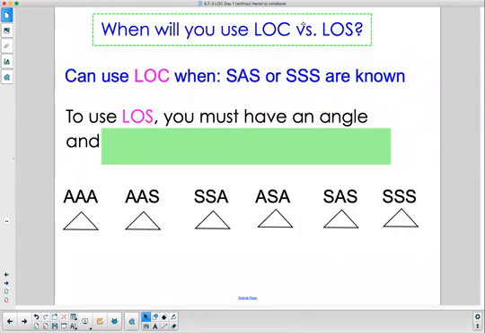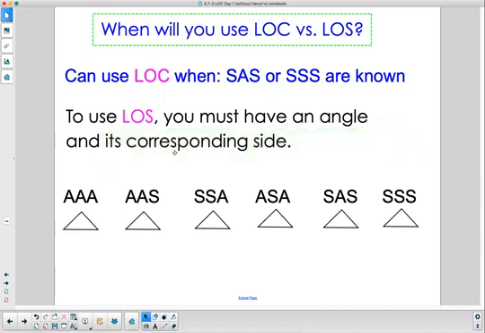Okay, so when can you use law of cosines, and when can you use law of sines? You can use law of cosines when you've been given side, angle, side, or side, side, side. To use law of sines, you must have an angle and the side that's opposite that angle, its corresponding side. So let's have a look at these little pictures. If you've been given angle, angle, angle, you can't solve them. It has an infinite number of solutions. It's not possible for you to work out anything.